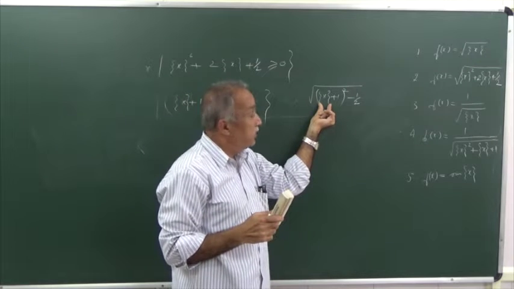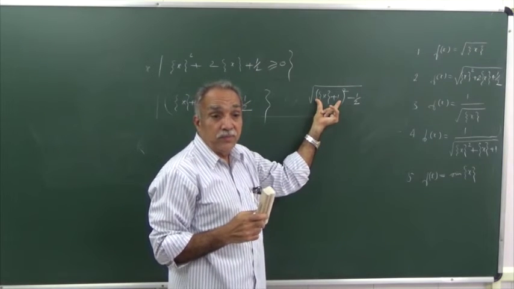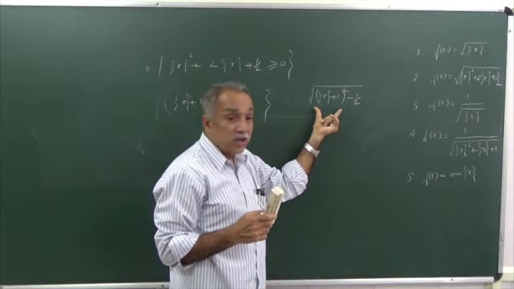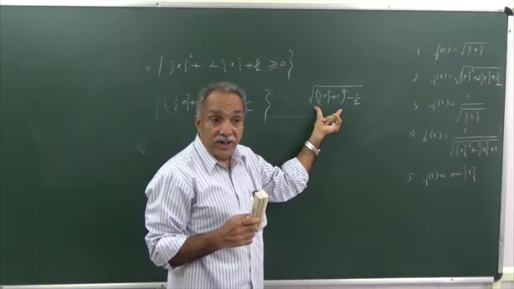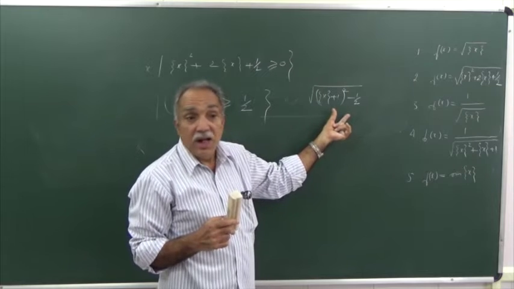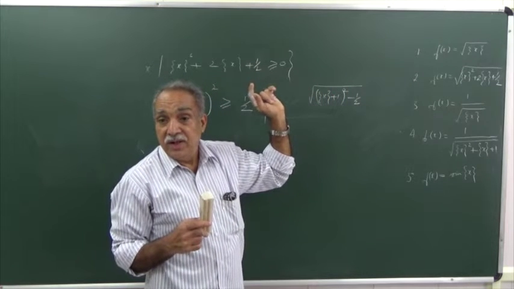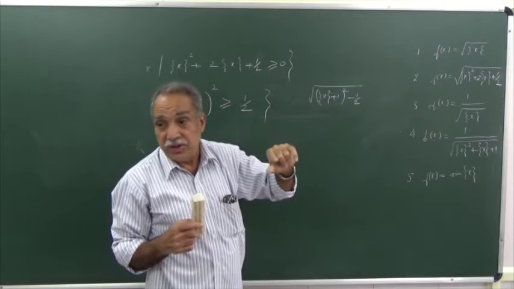This takes values between 0 and 1. This takes values between 1 and 2. The square takes values between 1 and 4. Minus half will be a number between half and 3 by 2. Square root will be a number between 1 by root 2 and root of 3 by 2.